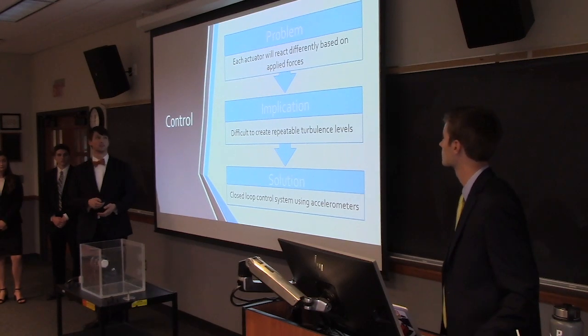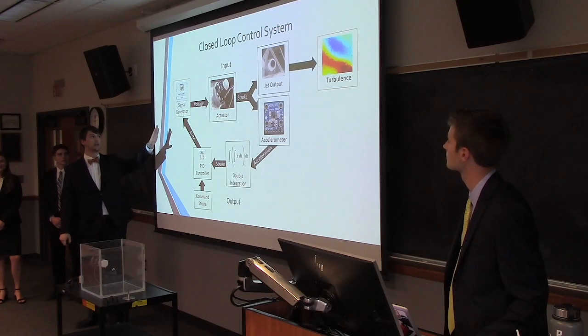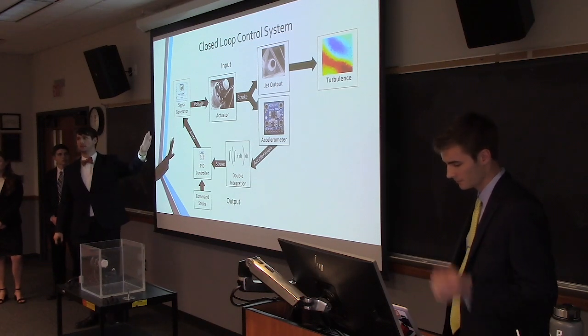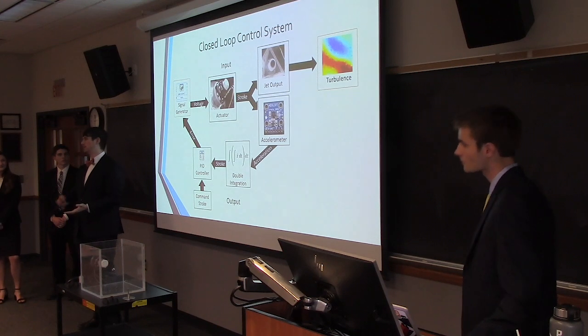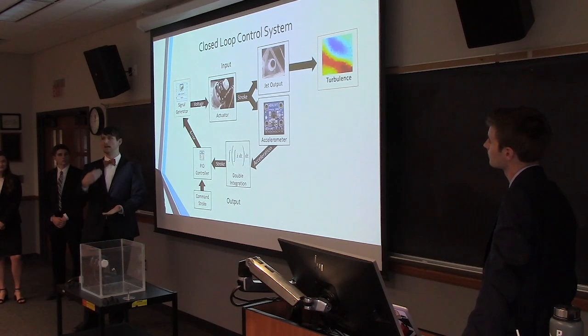This is a system that basically has an input and output. So what we do is create a voltage signal with a signal generator, and this is sent directly into the actuators. The speaker is going to operate at a certain frequency and do what it needs to do. From that, the peak to trough distance, or the maximum distance that the speaker is moving, is called the stroke.